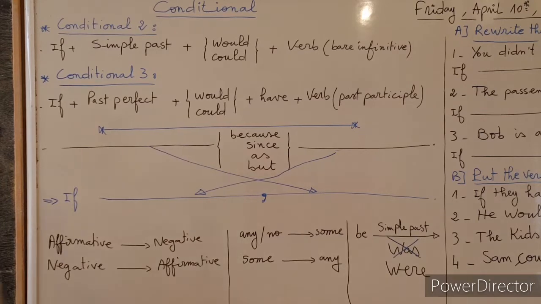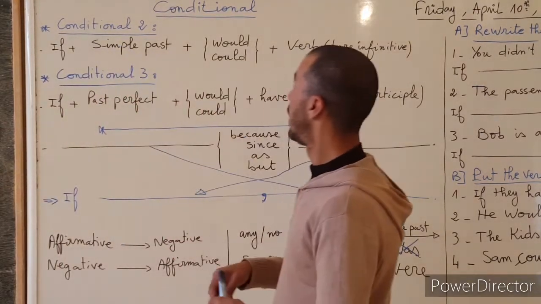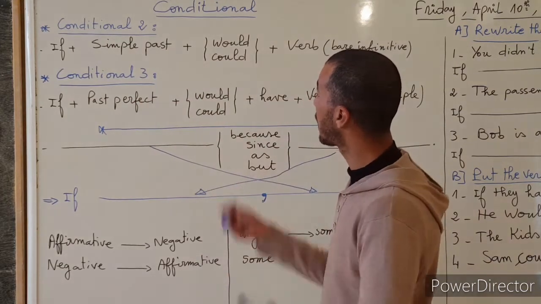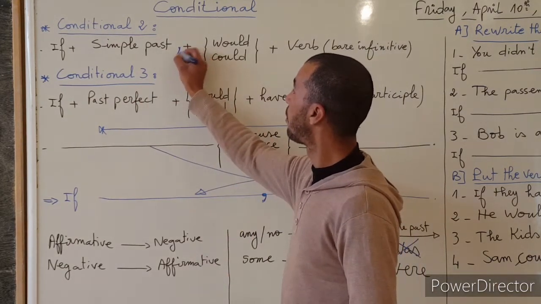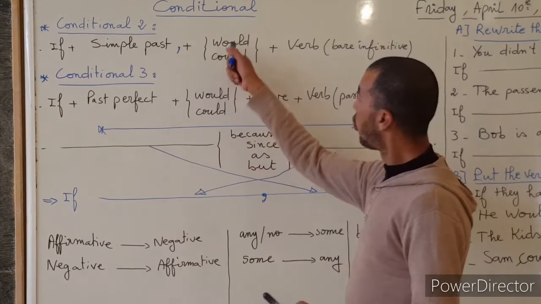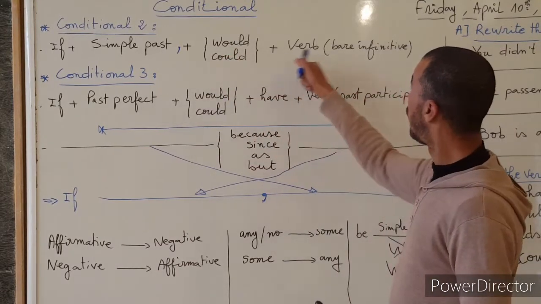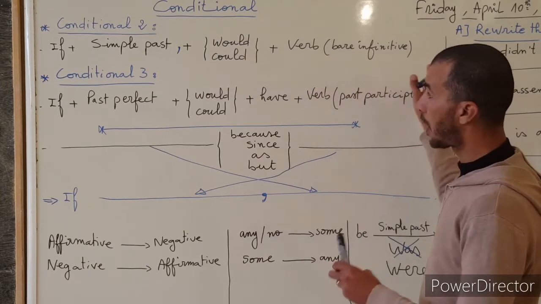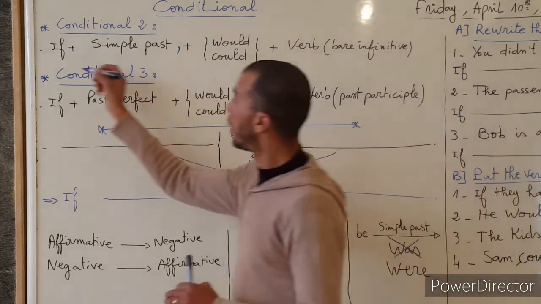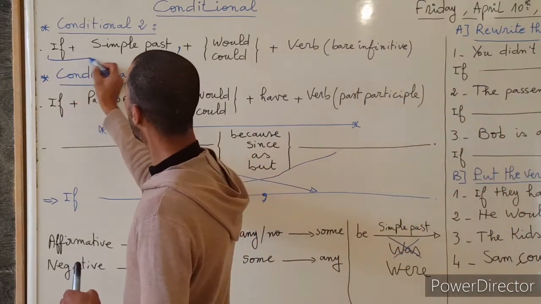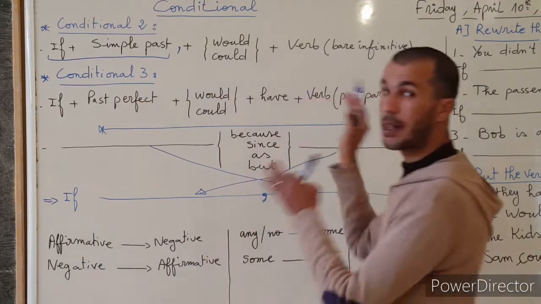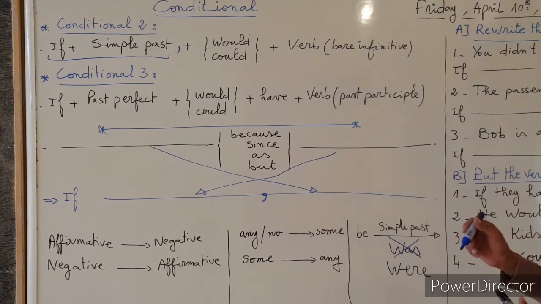As you can see here, for conditional 2, it's if plus simple past, and this is the first part of the sentence, plus would or could, plus verb, bare infinitive. And that is the second part of the sentence. So again, this here is the first part, and this part here is the second part of the sentence.